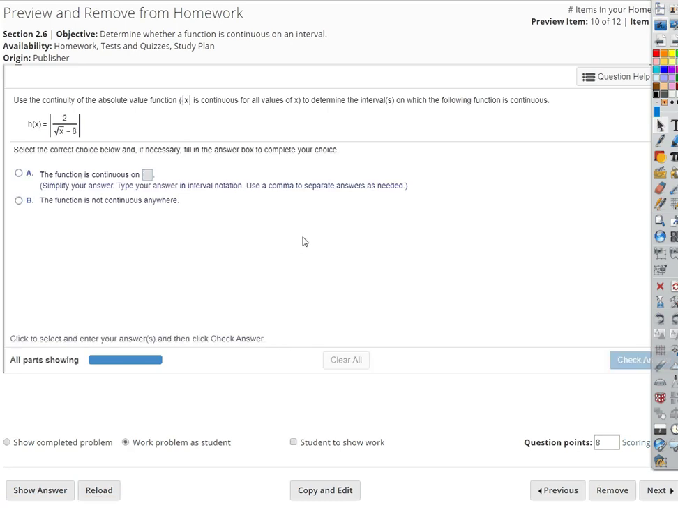Okay, what about something like this? Let's maybe give ourselves a little hint on this. Use the continuity of the absolute value function, absolute value of x, to determine the intervals on which the function is continuous. Let me finish the question.